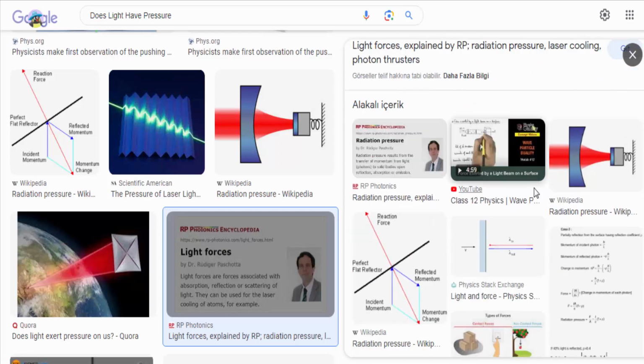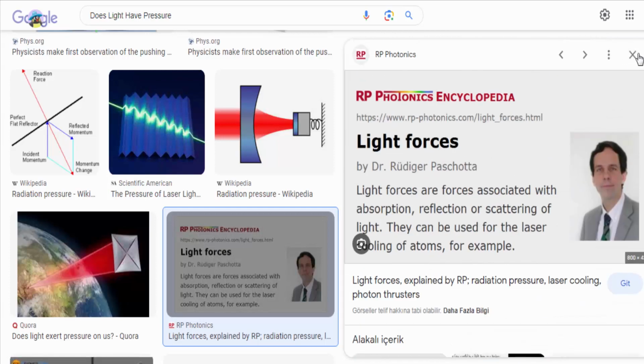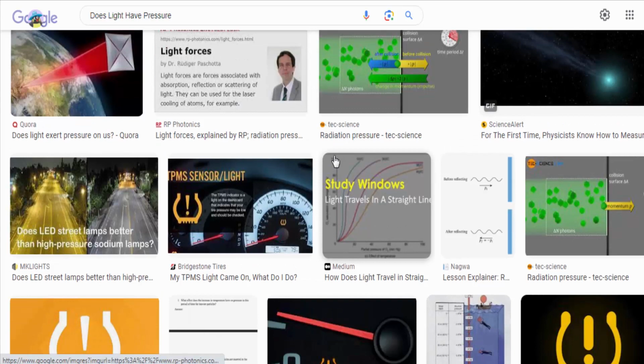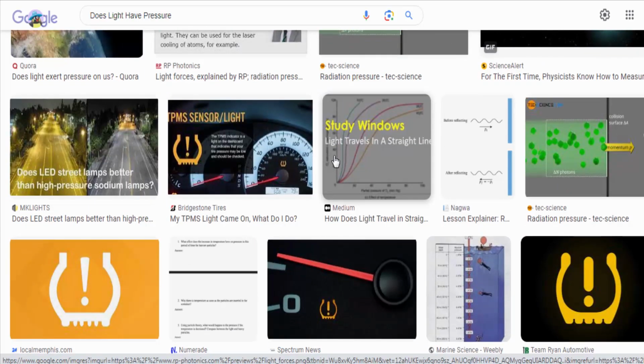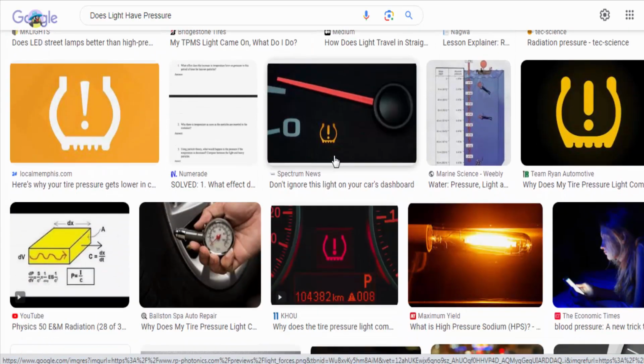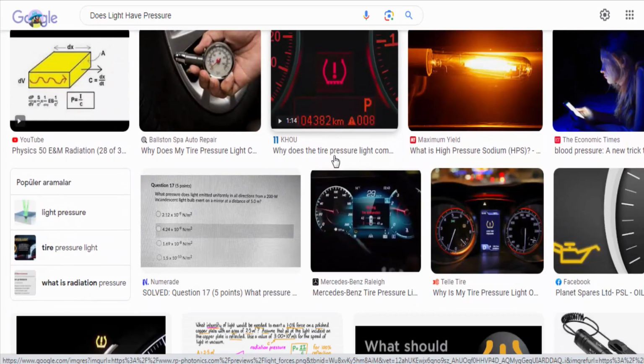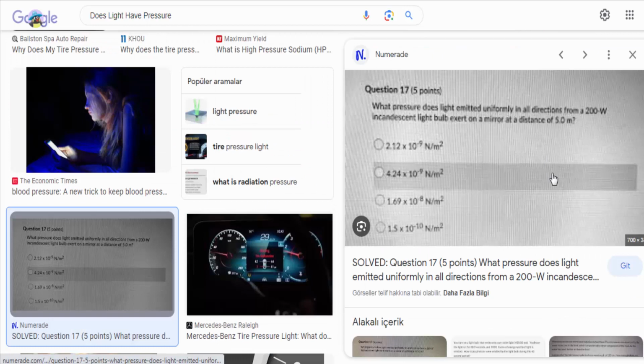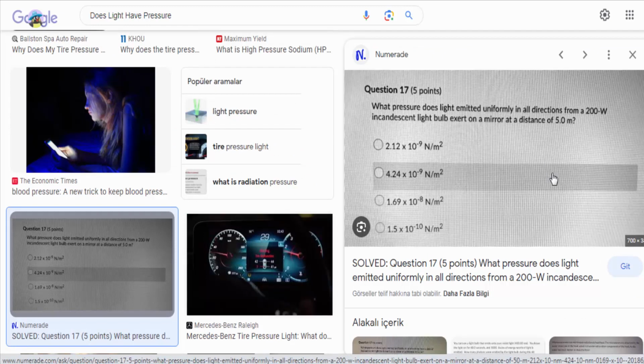The magnitude of the pressure exerted by light is very small. It is given by the equation P equals 2I/c, where P is the pressure, I is the intensity of the light, and c is the speed of light. Since the intensity of visible light is typically on the order of watts per square meter and the speed of light is about 3 times 10 to the 8 meters per second, the resulting pressure is extremely low.